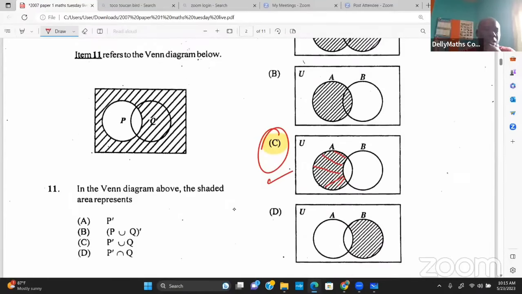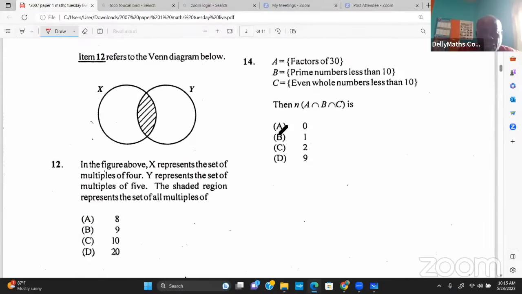All right, let's take a look at question 11. The shaded region represents, as you could see, the P is not touched, all right? So everything is shaded except P. This idea is called the complement of P, hence you'll see this little symbol here. So it means the complement of P. So it's everything except P.